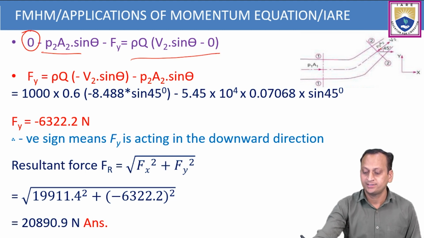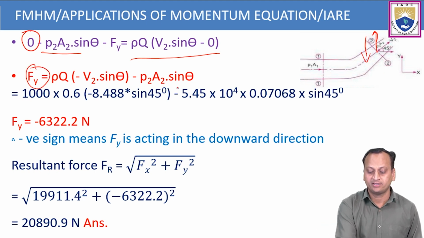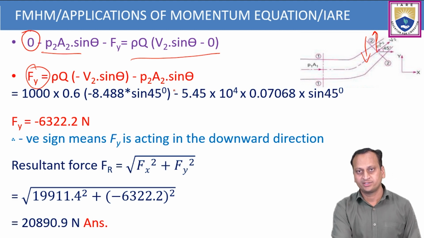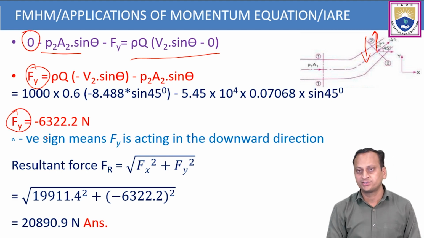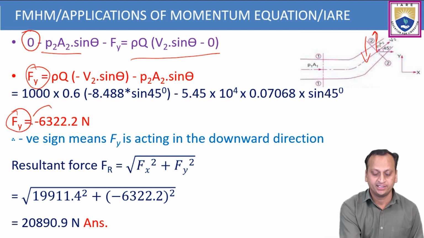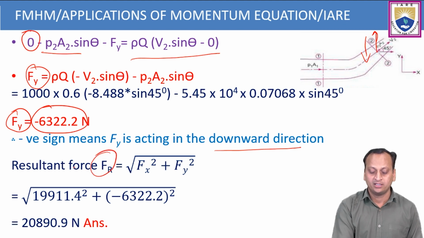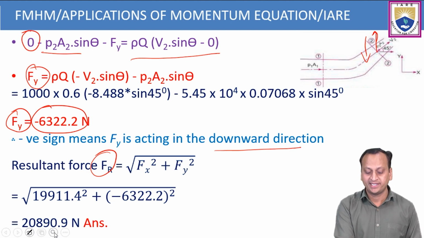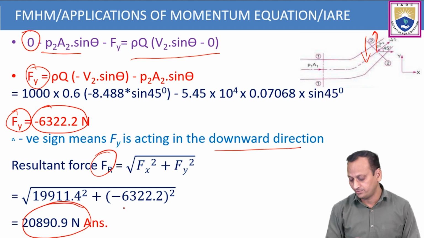So V2 sin theta is moving forward and the pressure force is downward. Therefore, from this Fy can be calculated; the remaining parameters are given, you just have to substitute them and get Fy. Fy equals minus 6322.2 newtons. It is negative, and the negative sign means it acts in the downward direction. Therefore, the resultant force from Fx and Fy is 20890.9 newtons. This is the resultant force for the given pipe bend for that particular direction.